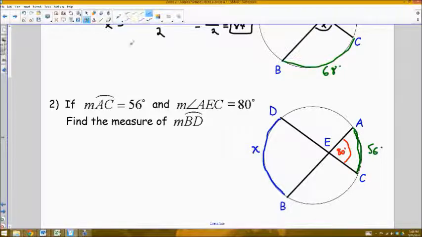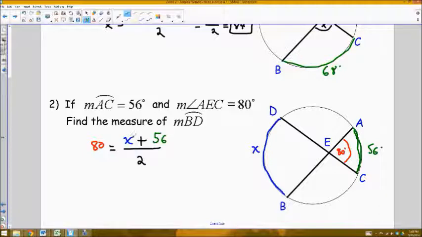Well, according to the relationship I've already stated, the measure of an angle, in this case AEC, is equal to the average of the two arcs. The two arcs in this case are 56, and the one across from its vertical angle is X. So I'm going to have to sum up X, the measure of the first arc, and 56 and divide by 2.